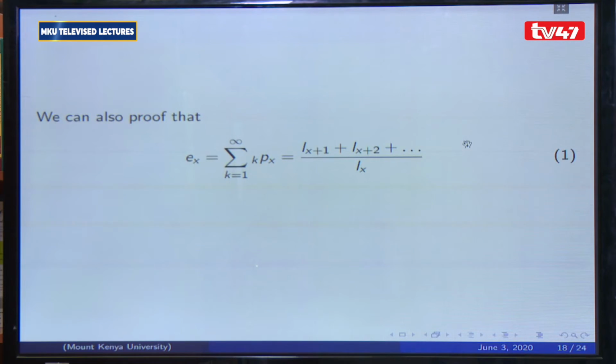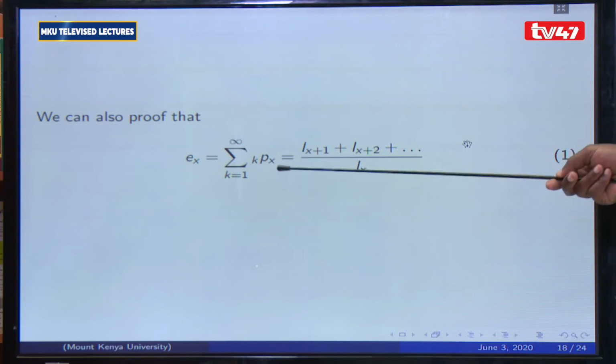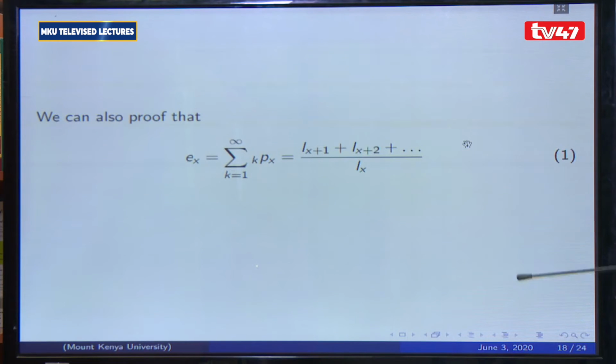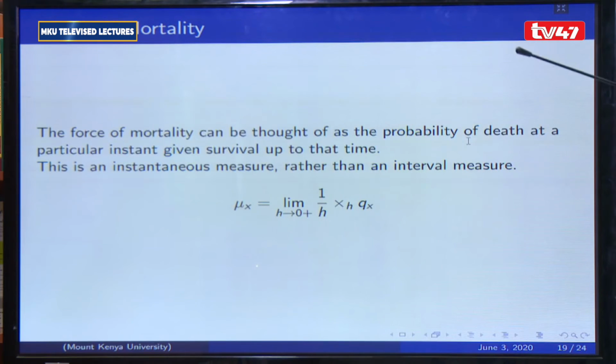So there is something we can prove, that e of x can be equal to that. Before we prove that, I want to introduce the force of mortality. The force of mortality can be thought of as the probability of death at a particular instant, given survival up to that point, or the instantaneous probability of death.